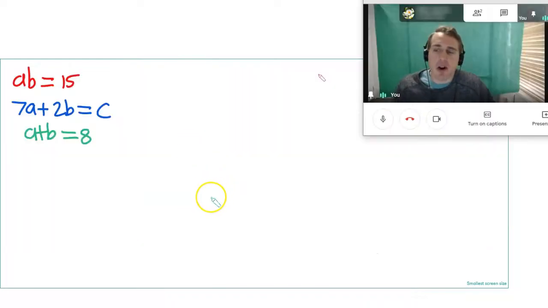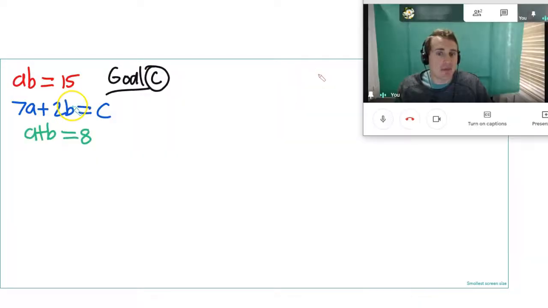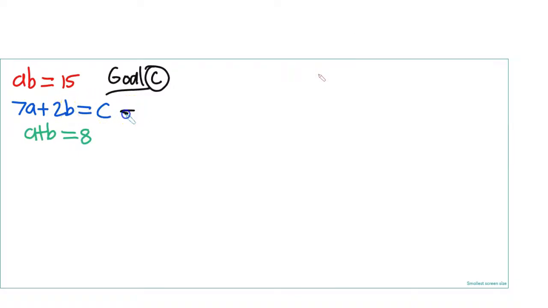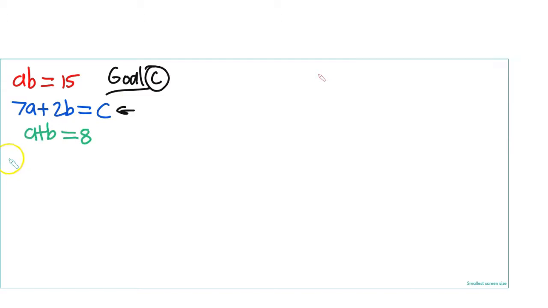Let's think about our plan of attack. Notice the goal is c. Would you agree with that? The goal is letter c. We don't really care about the other variables. Do you see that c is in terms of both a and b? That's this equation. So we'd like to get that only in terms of one variable. In other words, I'd like to get 2b in terms of a. Would you agree with that? Because this 2b right here, it'd be nice to get it in terms of a.